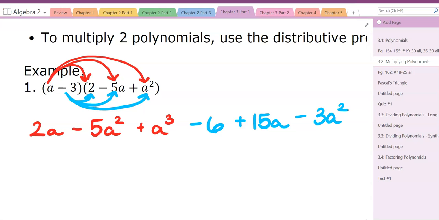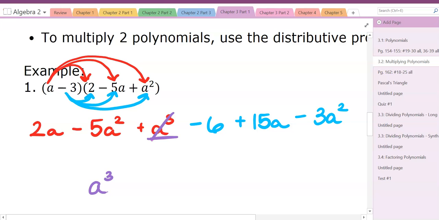Now, we're not quite done, because what we need to do is look at our problem here. Look at this whole polynomial and see if there's anything that we could combine. Are there any like terms that we could put together to simplify? So, first of all, I look and find the biggest exponent, which I see is an a to the third. And I don't see any other a to the thirds here. So that's the only one. So I'm just going to bring it down, and I'm going to cross it off.